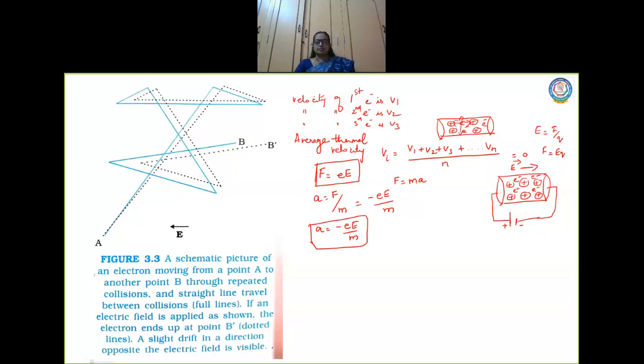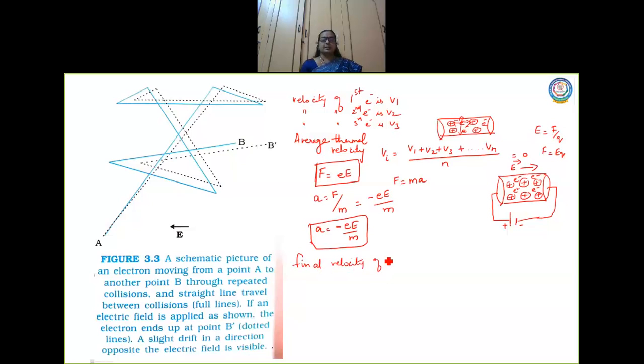Same thing here with electrons also. Of course, the electron has gained acceleration, no doubt about that. Because an electric field is given, the electron will experience a force, it gains an acceleration whose value is minus eE by m. But this electron is in collision with the positive ion. So whatever gain in velocity has been achieved by the electron is lost when it collides with the positive ion. So what will be the final velocity of an electron here?